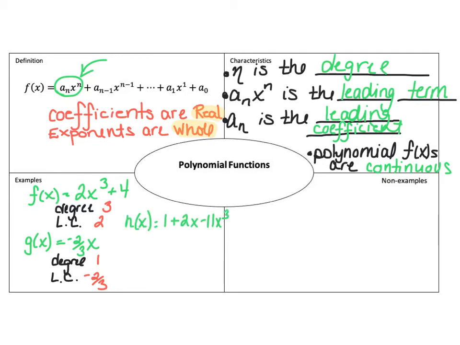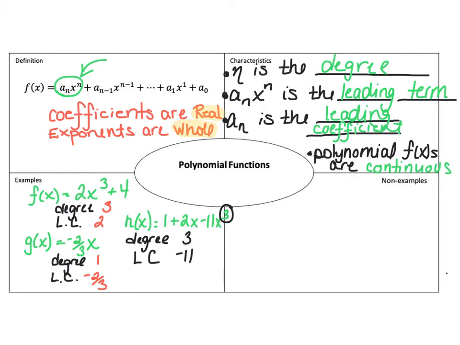H of x is another example of a polynomial function. This one is out of order. The degree would be 3, so it would be cubic, and my leading coefficient would actually be negative 11. So typically kids always think leading means it comes first. Well, if you would put this in order by descending degree, then the negative 11 would be first.